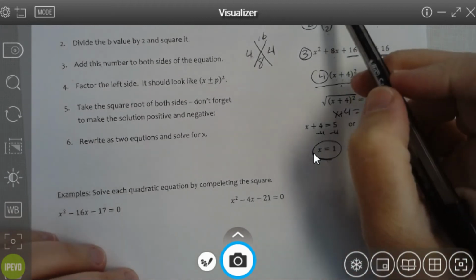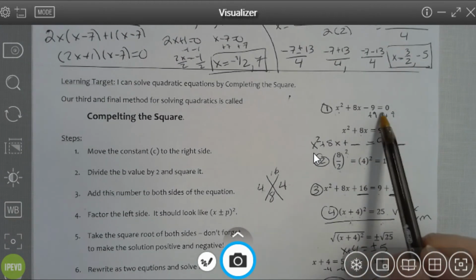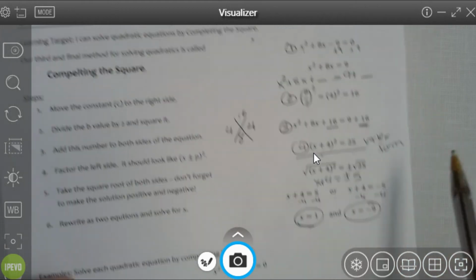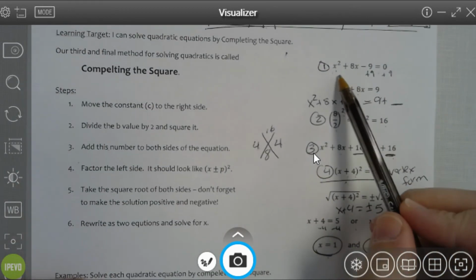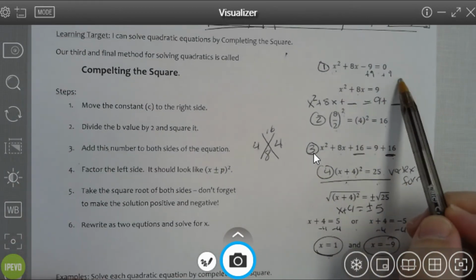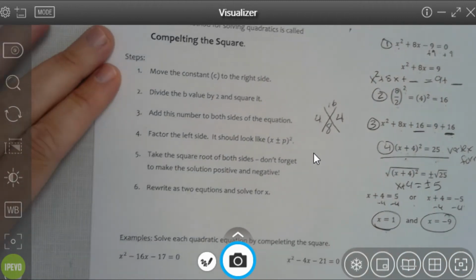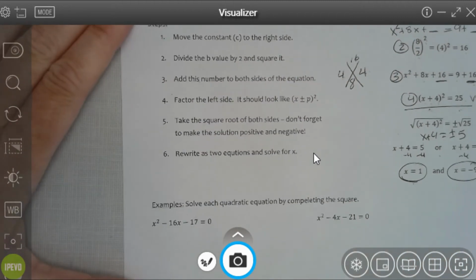And if you put 1 back into the original equation up here and hit equals in your calculator, it will say 0. If you take the negative 9 and correctly put it back in your calculator, you hit equals, it will come out 0 for you. So let's go ahead and follow these steps one more time down here.